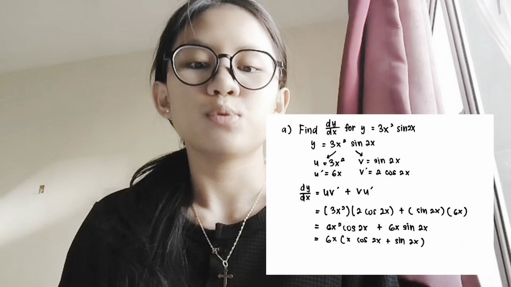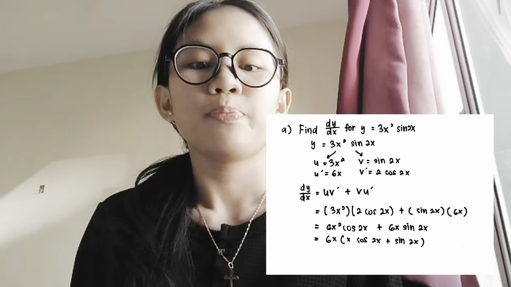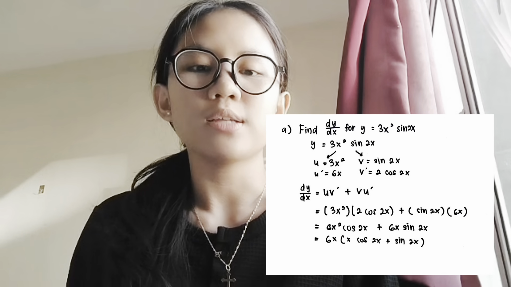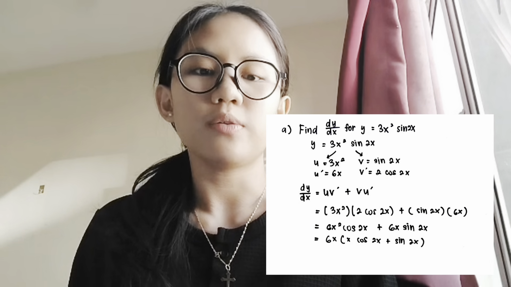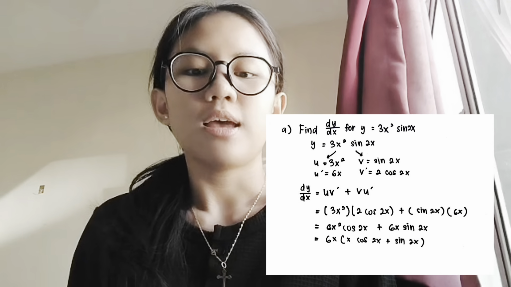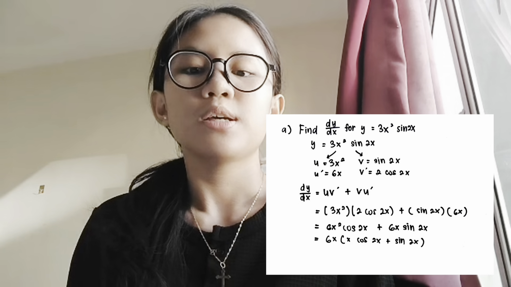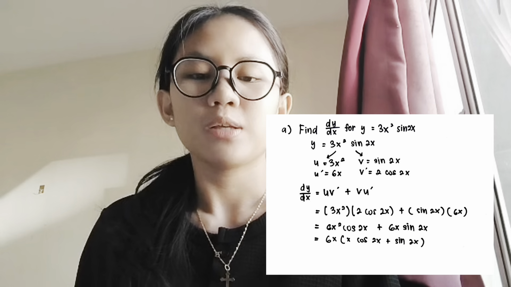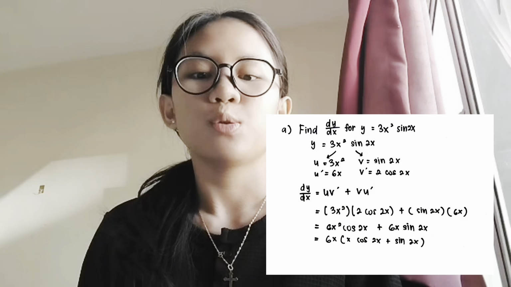Why it becomes 2 cos 2x is because the angle inside of the sine, which is 2x, will not change. So it remains as 2x. Then the cos is the result of differentiating sine. So we get 2 cos 2x.